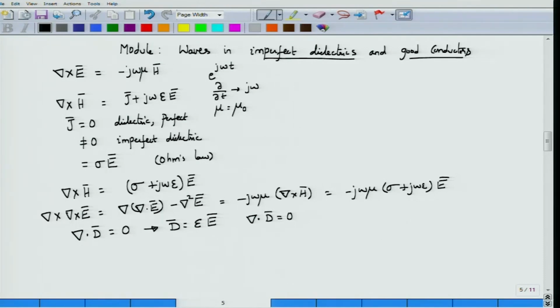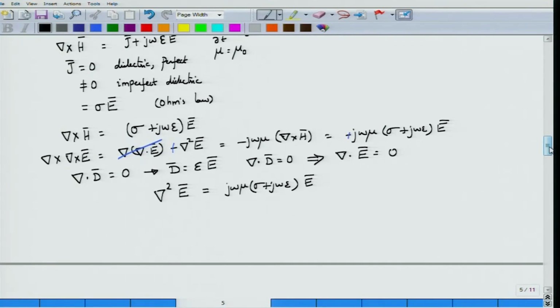Okay. So because of that, del dot D equal to 0 still implies del dot E equal to 0, and as such this term del of del dot E can be cancelled, can be made equal to 0. There is a minus sign on the right hand side, and a minus sign here on the left hand side, they cancel each other, so that what you get is an equation describing how the electric field E will change inside an imperfect dielectric, given as j omega mu into sigma plus j omega epsilon times electric field E. As before, we will assume that electric field has only one particular component.